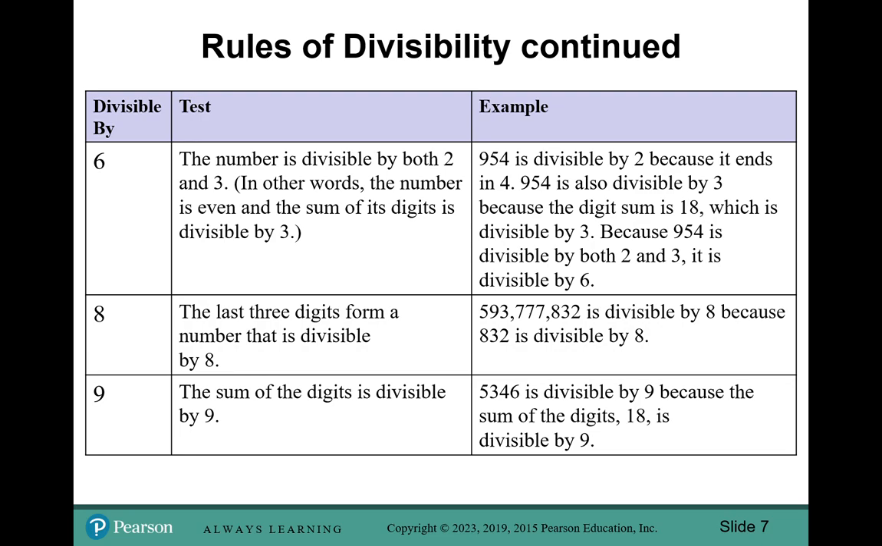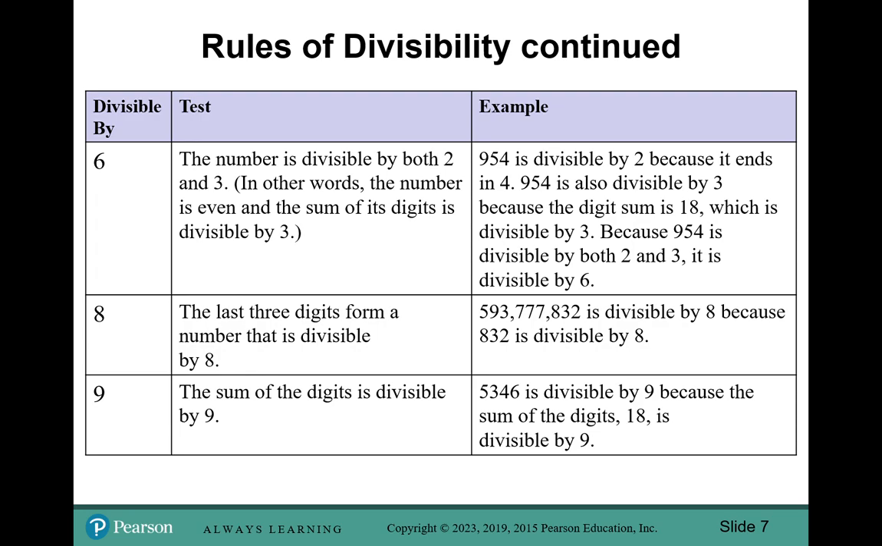9. The sum of the digits is divisible by 9. So in order for a number to be divisible by 9, the sum of its digits must be divisible by 9. So 5,346 is divisible by 9 because the sum of the digits, 18, is divisible by 9.